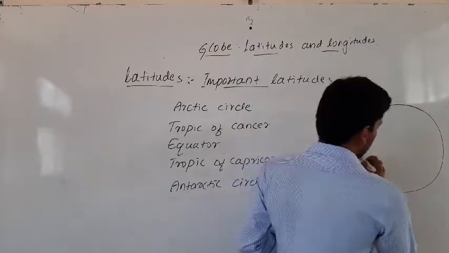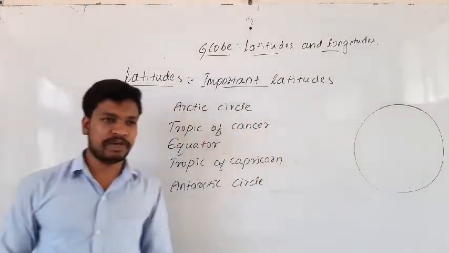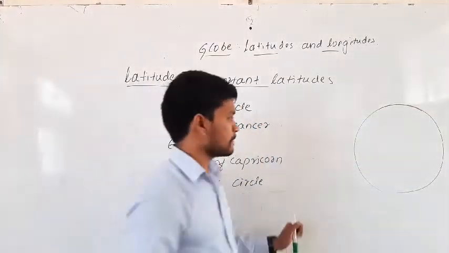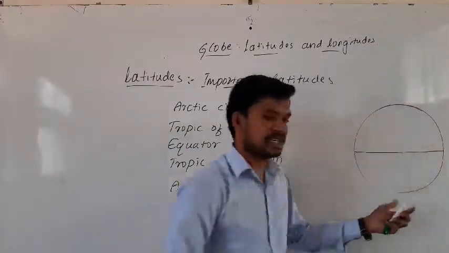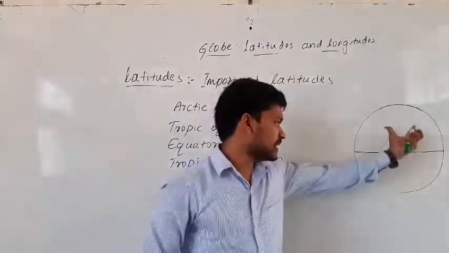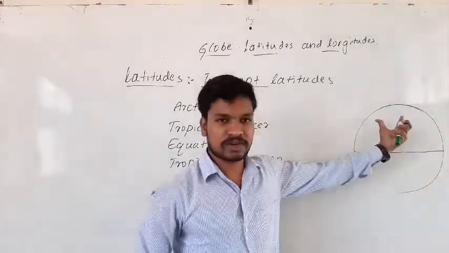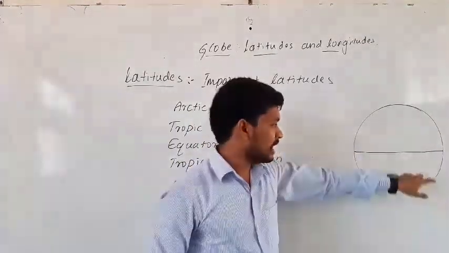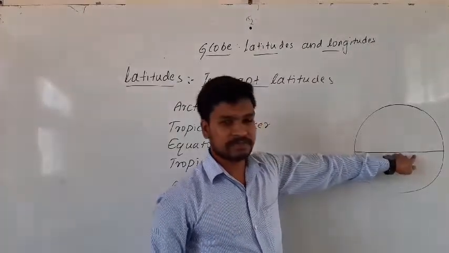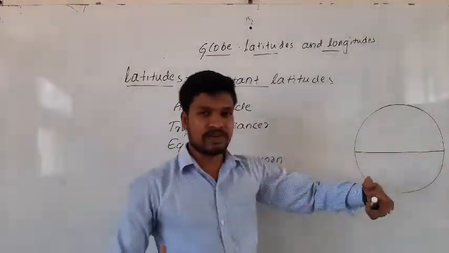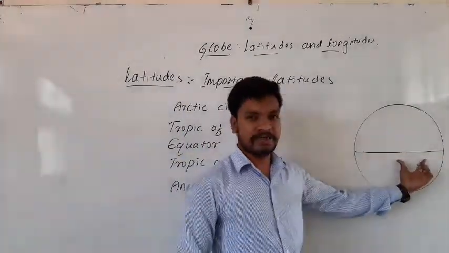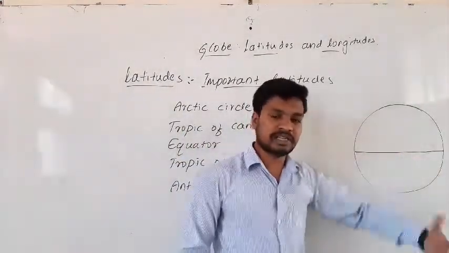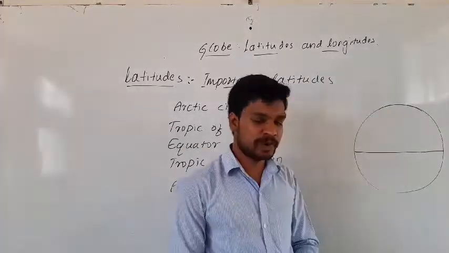The important circle. What is the very important circle? It is the equator. The very important circle is the equator, because it divides Earth into two equal parts, the northern hemisphere and the southern hemisphere. And from the equator, whatever calculations we have to make are taken, like northern direction, southern direction. So it's very important.